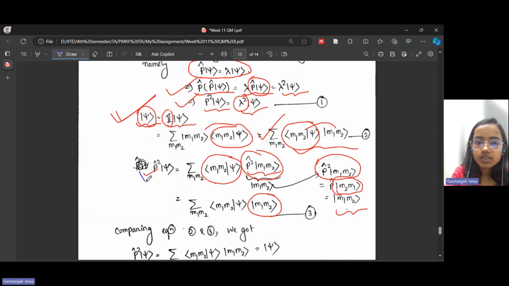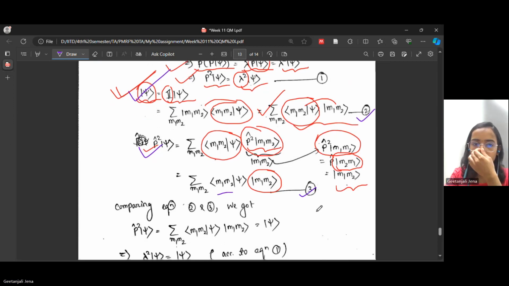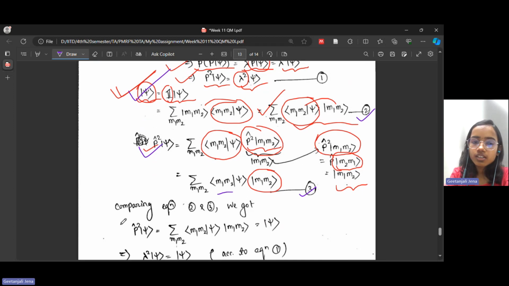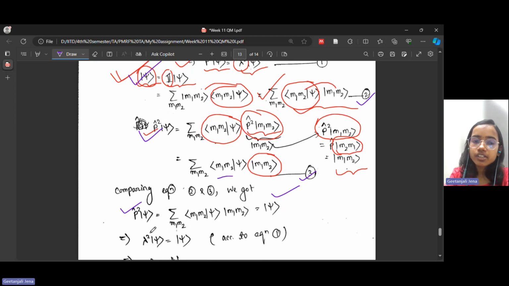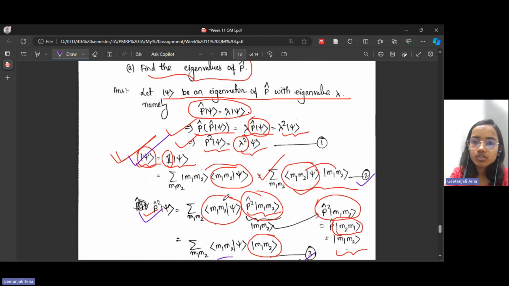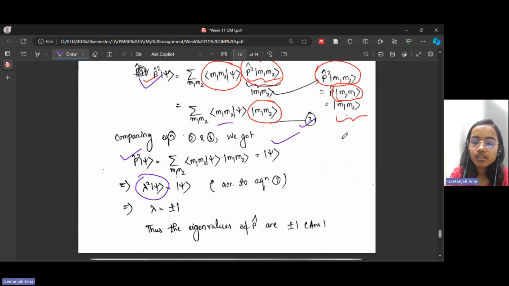Now if you compare this expression with this expression, you see that equations 2 and 3 are the same. The right hand side is the same. So that means P squared psi is equal to psi. And P squared psi you already know, according to equation 1, will give lambda squared psi.